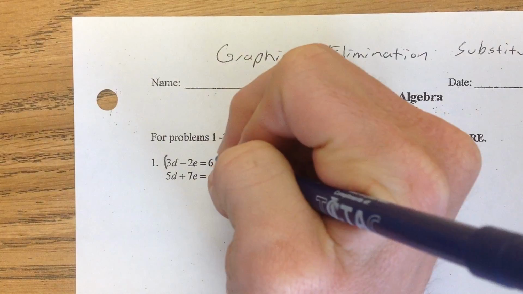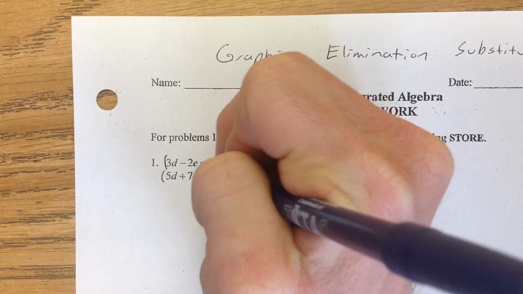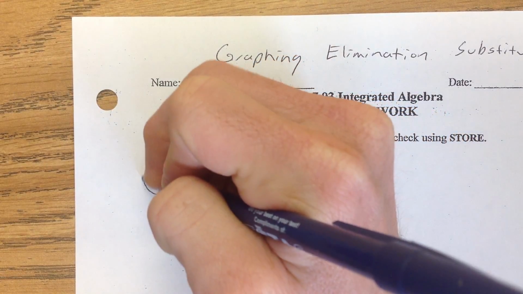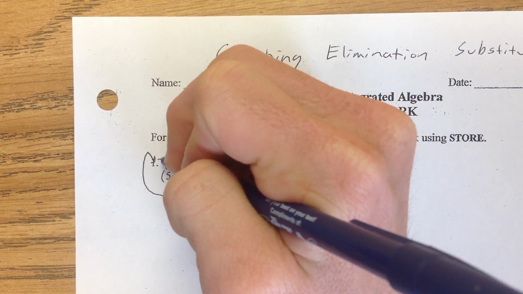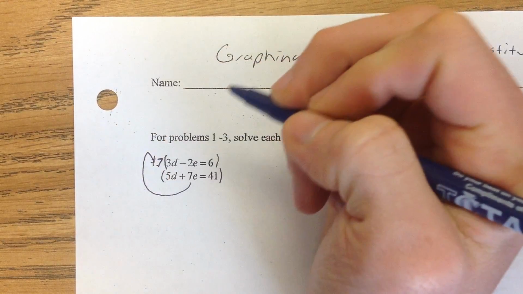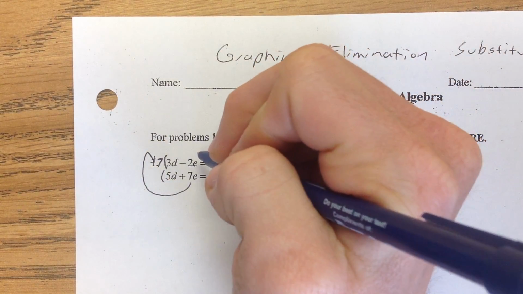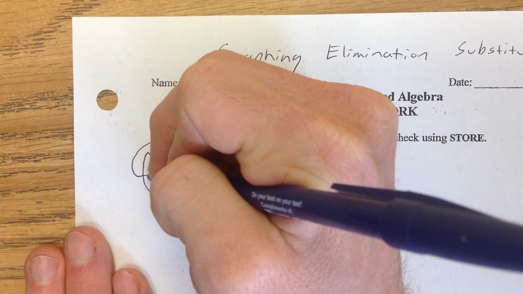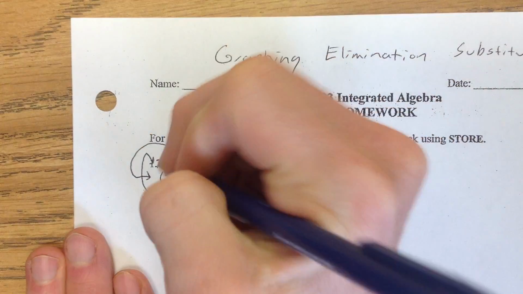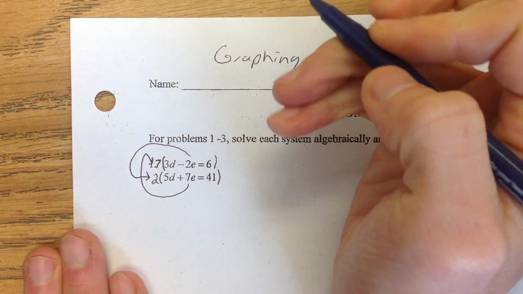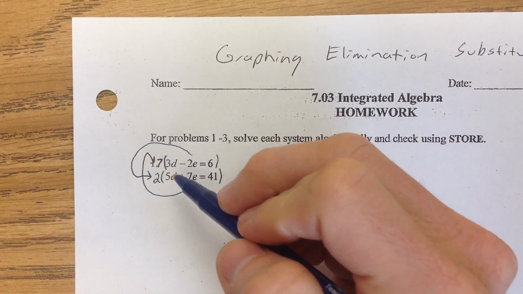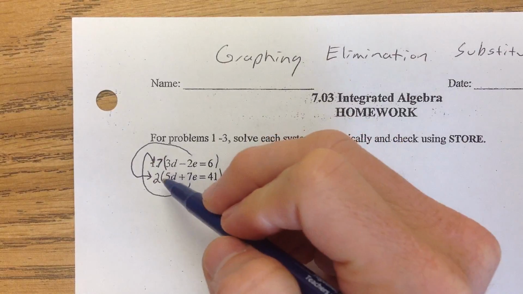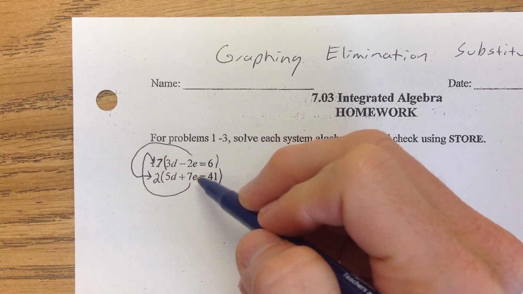I'm going to put both equations in parentheses. The number in front of this e is going to come up here, so I'm going to multiply by 7. And the number in front of this one is going to come down here. A lot of times kids want to make it a negative 2, but we talked about how you have to ignore the signs. It doesn't matter what the signs are because ultimately you need one positive and one negative. So 7 times negative 2 is negative 14, and 2 times positive 7 is positive 14.